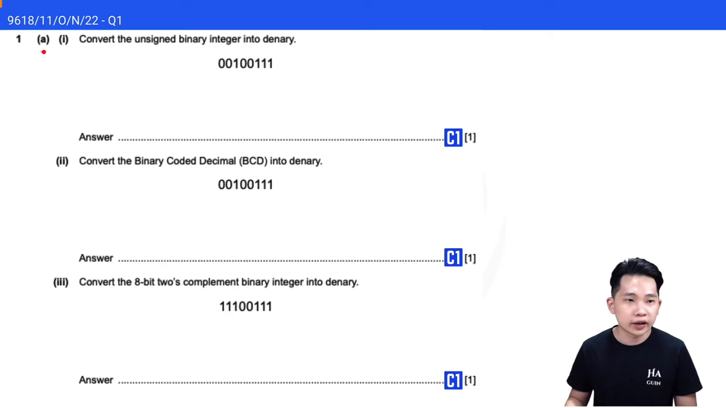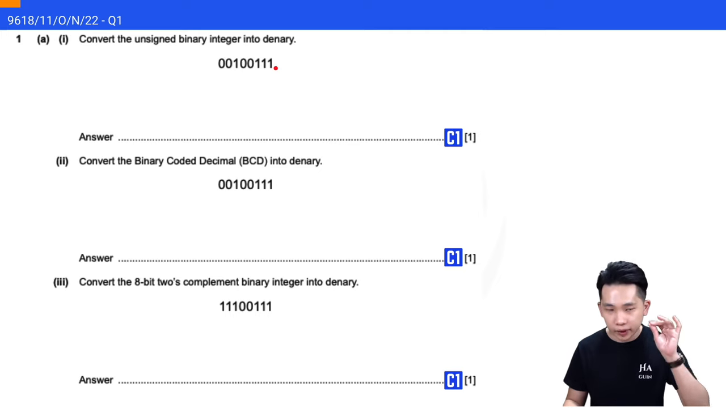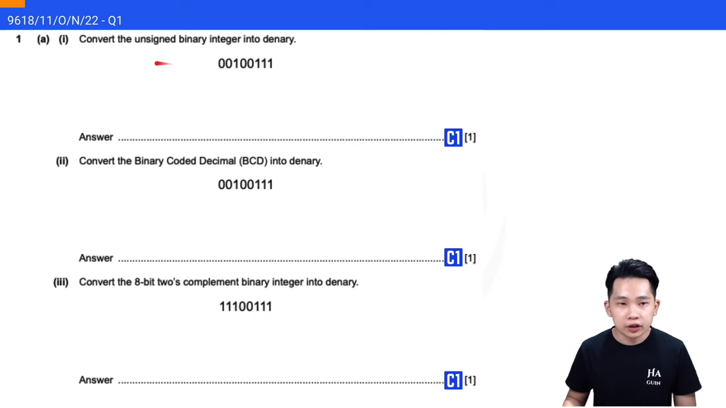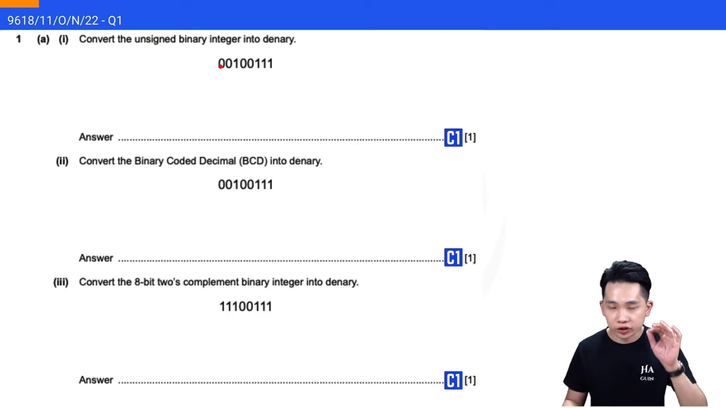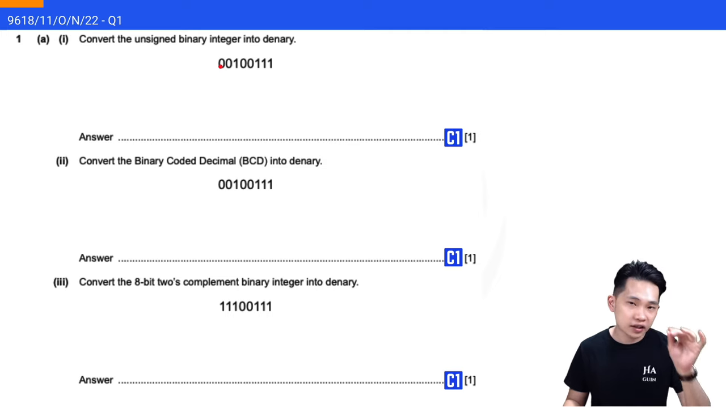So without further delay, let's look at question 1. Let's start with 1(a)(i). Convert the unsigned binary integer into denary: 00100111. So how do you convert this unsigned binary integer into denary? The keyword for this question is unsigned. It means that this last digit here, this 2^7, is actually a positive number. Therefore, it's an unsigned binary integer.